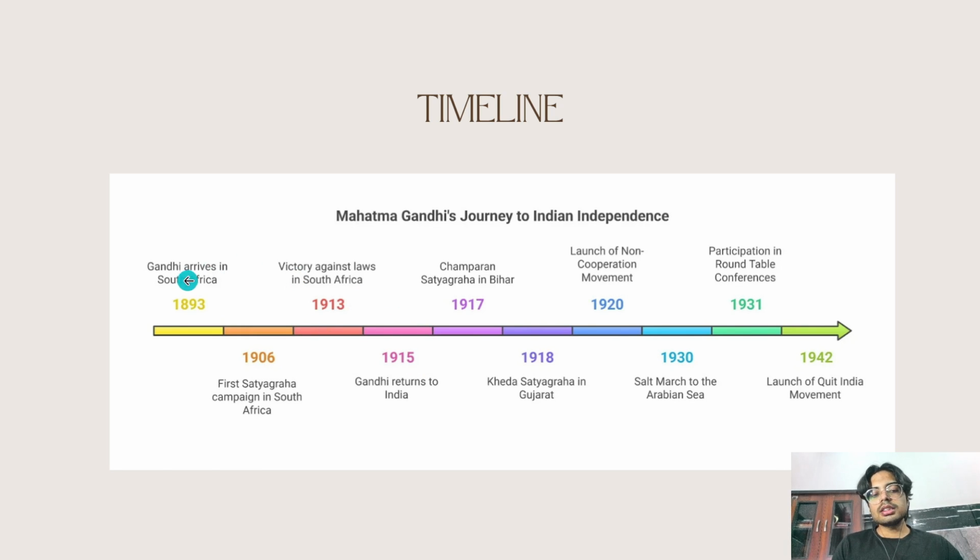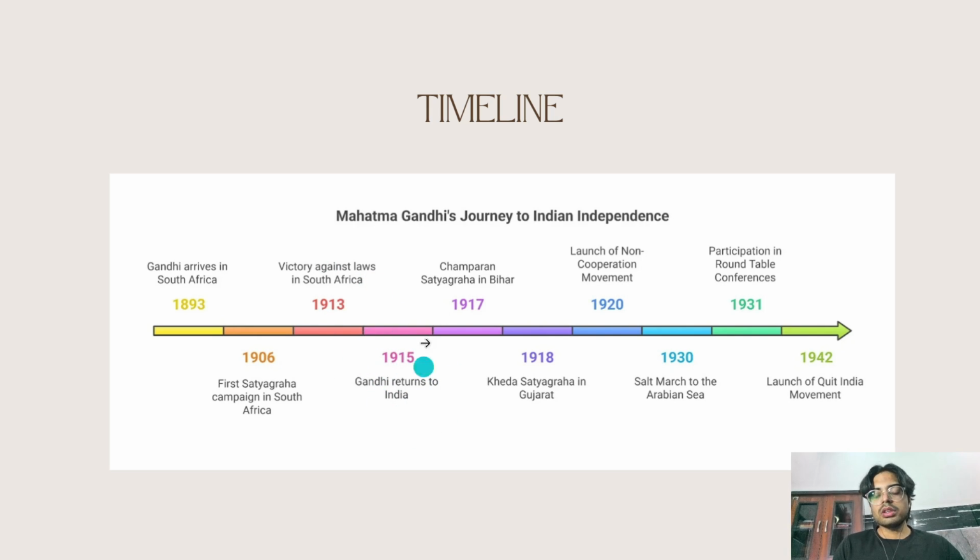Before India, Gandhiji was in South Africa. So in 1893, Gandhiji arrives in South Africa. Then in 1906, first Satyagraha campaign was introduced by him in South Africa. Then in 1913, he achieved victory against laws in South Africa. Then in 1915, Gandhiji returns to India.